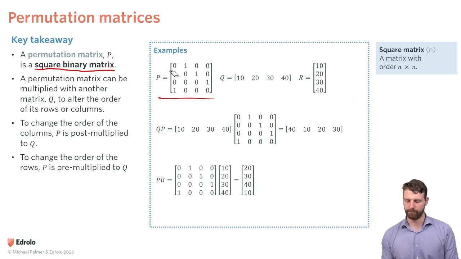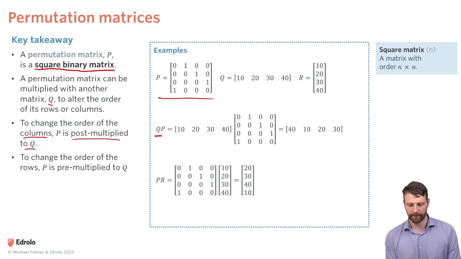There's a few of those, and we'll look at all the cases of a 3x3 permutation matrix in a few slides. Here we've got two other matrices, Q and R, and I've just put 10, 20, 30, 40 in them. One is a row and one is a column. This is to illustrate that I can swap the order of these things using the permutation matrix P. So how do we do that? Well, a permutation matrix can be multiplied with another matrix Q to alter the order of its rows or columns. Here we've got an example of QP. So to change the order of the columns, P is post-multiplied to Q. It means P comes after Q.